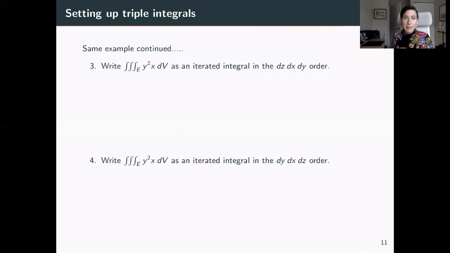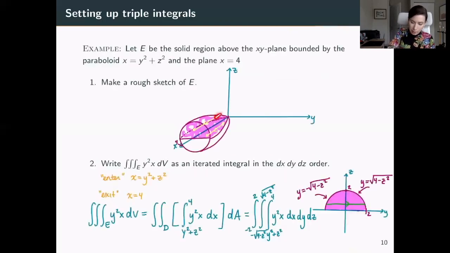Here we're going to set up the same region, but instead of setting it up in the dx, dz, dy order, we're going to be setting it up in the order dz, dx, dy. So rather than entering parallel to the x-axis, we're going to be entering parallel to the z-axis. I'm going to go ahead and use green to label this entering and exiting.